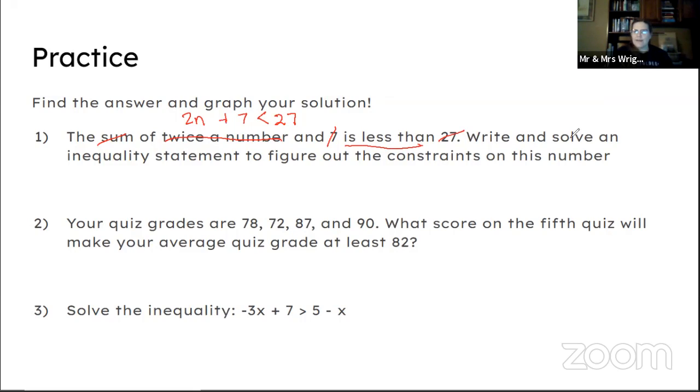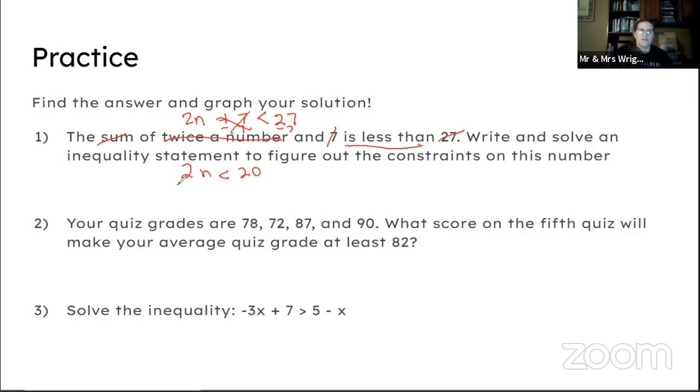All right, write and solve an inequality statement. I already did that. All right, to figure out the constraints on this number. Oh boy, okay. Well, that's a fancy way of saying just figure out the answer and graph your solution. All right, so 2n plus 7 is less than 27. What do we need to do? We need to undo this addition first. So if I subtract 7 from both sides, I'm going to be left with 2n, this cancels out, is less than 20.